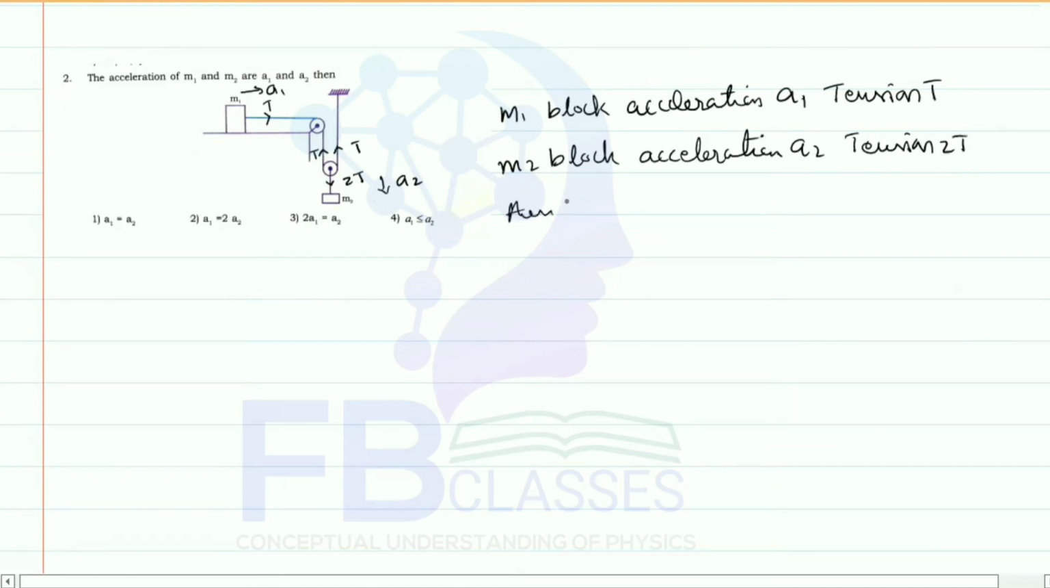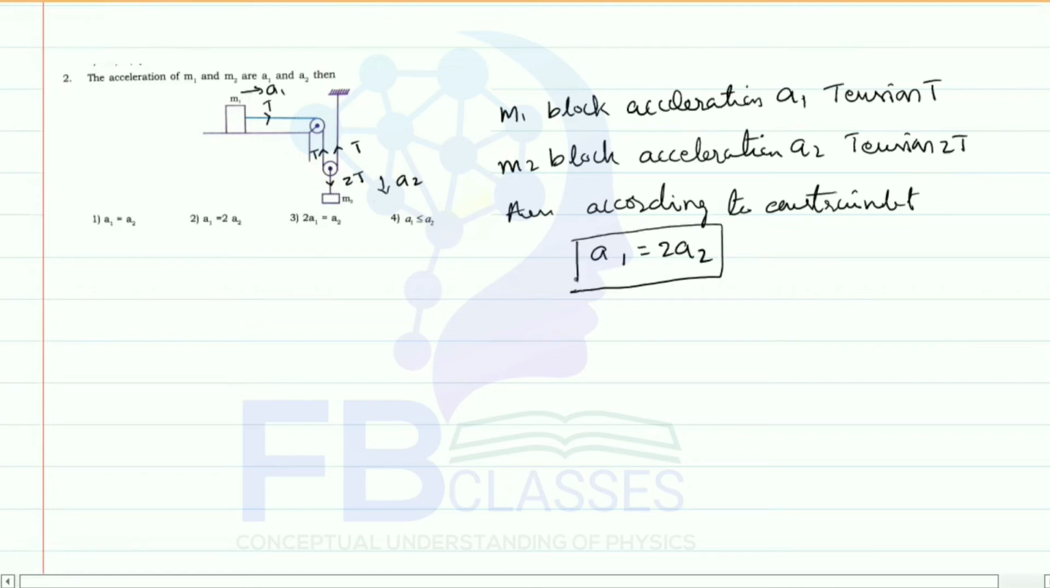Okay, now according to the constraint equation, according to the constraint, we can write a1 is equal to 2a2. So that is our answer. Our correct option is the second option.